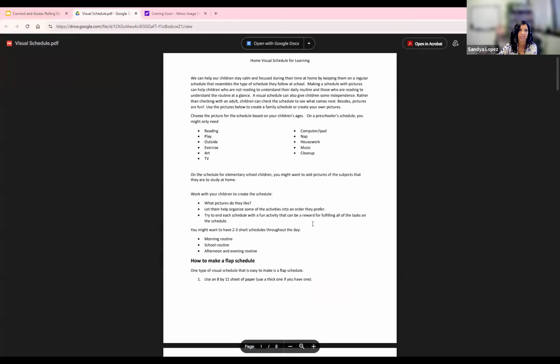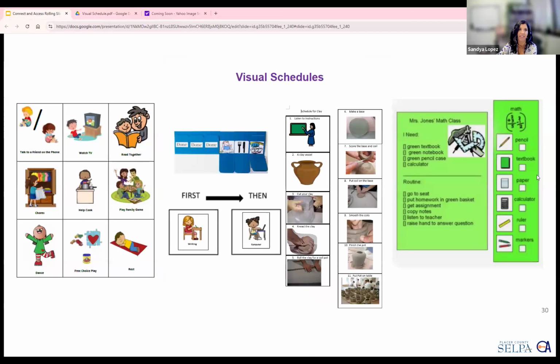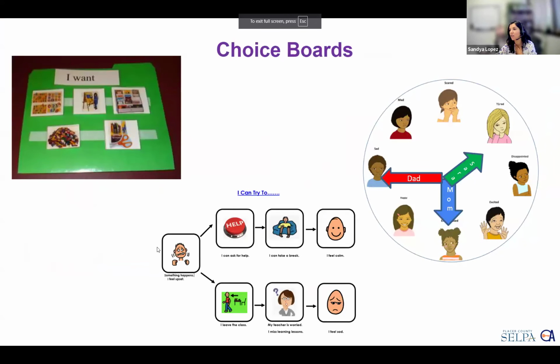Oh yes, there you go. Those are directions on how you could create the visual schedule. Thank you, Shara. The next slide, choice boards. So one more, thank you.